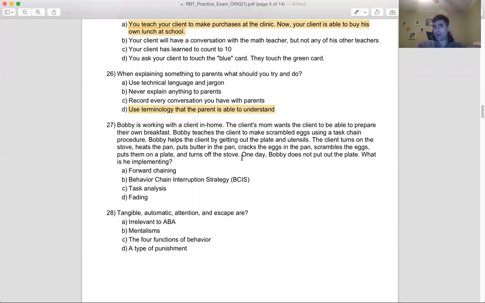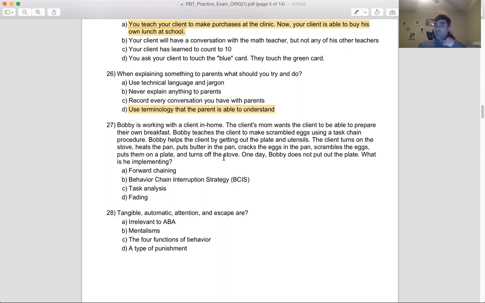We don't know how Bobby taught this skill, right? There's nothing in here that is telling us how Bobby taught the skill, so we can't definitively say Bobby's forward chaining, okay? If it said Bobby first taught the client to get out the plates, right, then maybe that's forward chaining, but we don't know what he taught, okay?